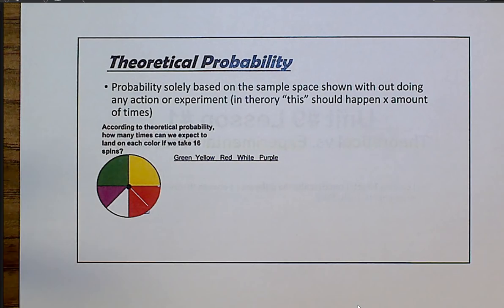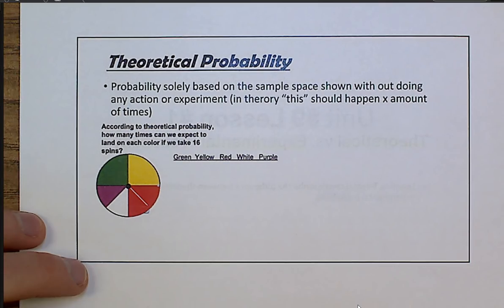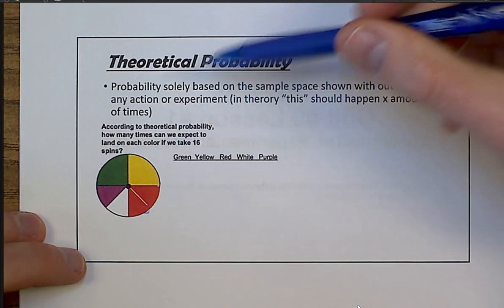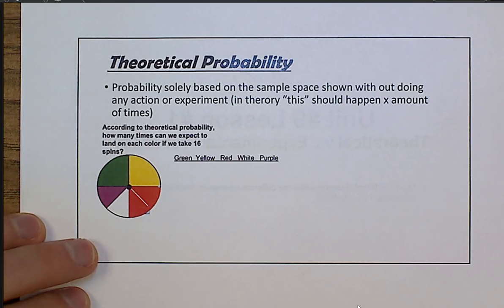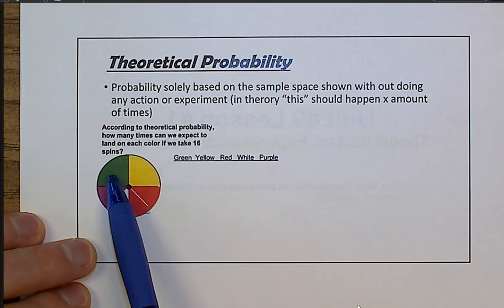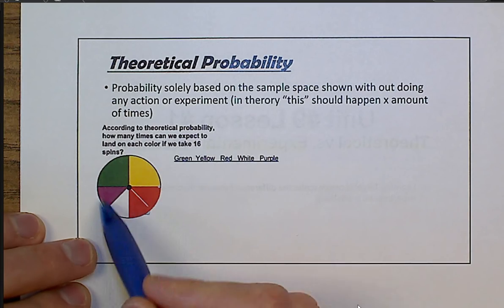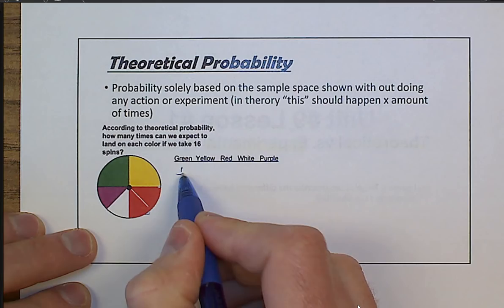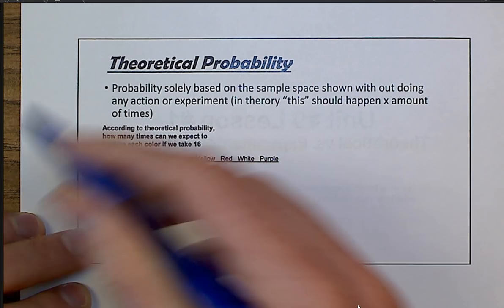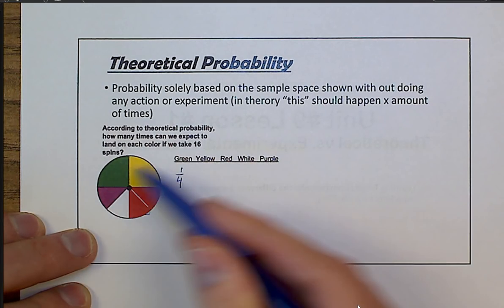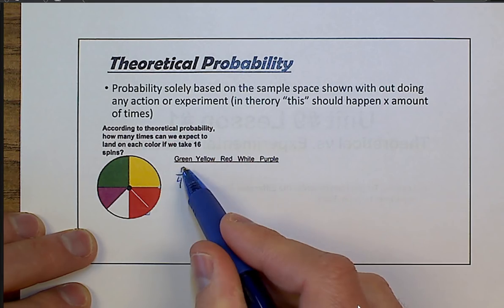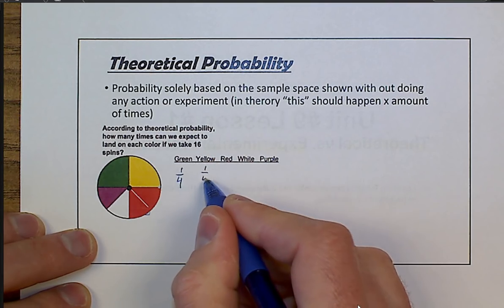So let's take a look at this example here. According to theoretical probability, how many times can we expect to land on each color if we take 16 spins? Well, green, yellow, and red are the bigger chunks, and you can see that these are basically quarters, right? So if we spun one time, landing on green would be 1/4, because there's 4 total, 1 option. Yellow would be a fourth. Red would be a fourth.